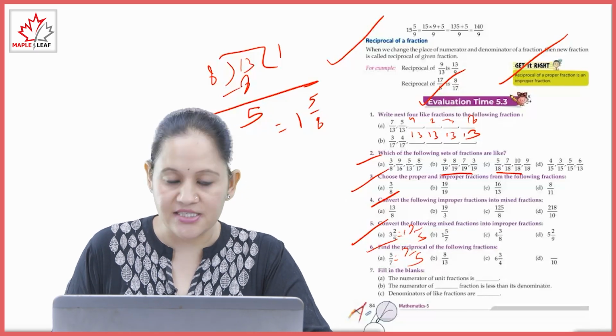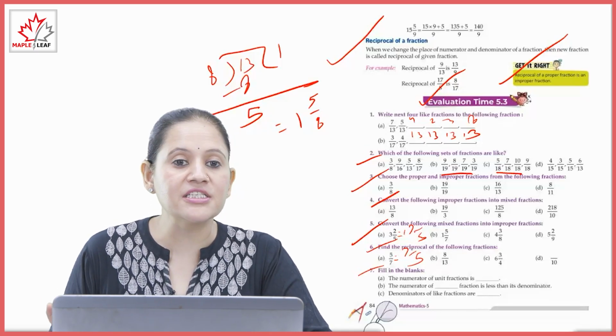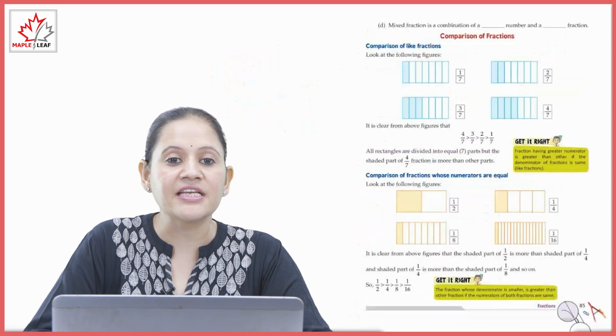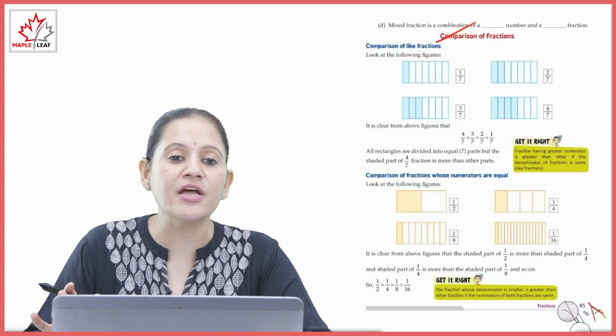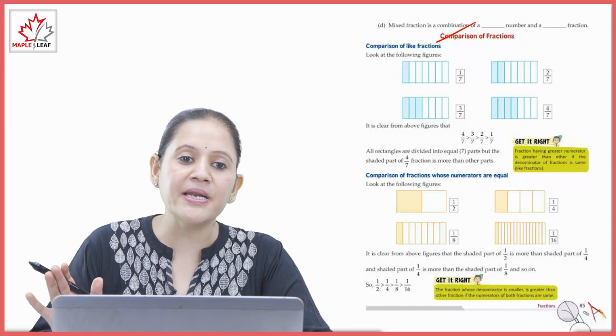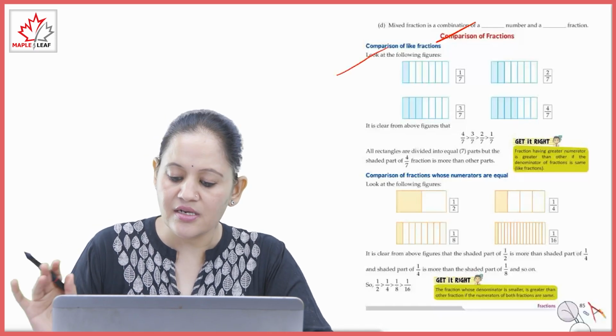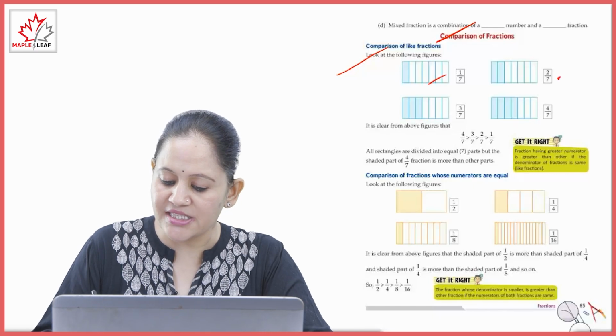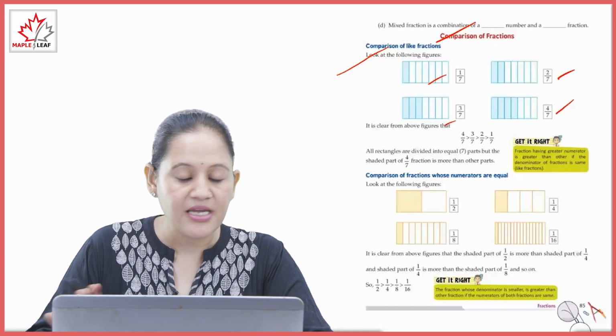Next, fill in the blanks. The numerator of the unit fraction is always 1. Next is comparison of fractions. Now we'll learn how to compare fractions. Comparison of like fractions. Look at the following fractions. It will represent 1/7, 2/7, 3/7 and 4/7.